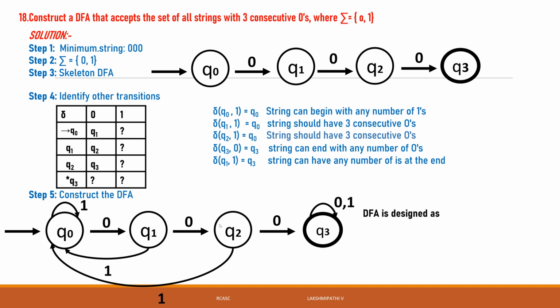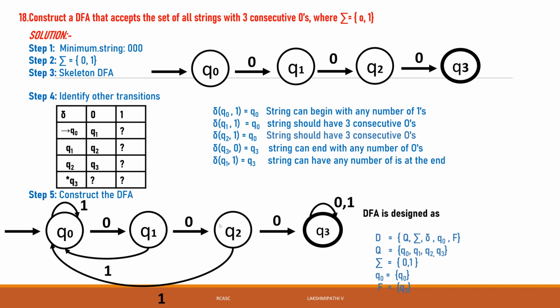After constructing, we need to define the DFA. That is very important. A DFA is defined as a 5-tuple: Q, sigma, delta, Q naught and F. Q is a non-empty finite set of states. According to this construction, Q0, Q1, Q2, Q3 are the states. Sigma is given in the question: 0, 1 are the input symbols. Q0 is the starting state. F is the final state, and according to this problem, Q3 is the final state.